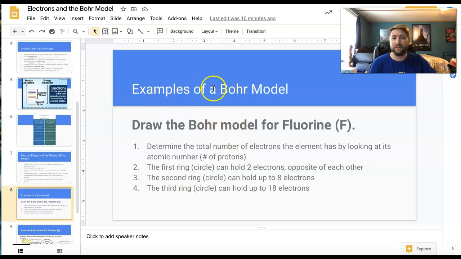All right, so here is an example of a Bohr model. It says draw the Bohr model for fluorine, or F. The first thing you want to do is determine the total number of electrons by looking at the atomic number on the periodic table. The atomic number and the number of electrons are going to be the same thing this time, and that's not going to change in this unit. Again, the first ring can hold 2 electrons, the second one can hold 8, and the next one can hold 18.